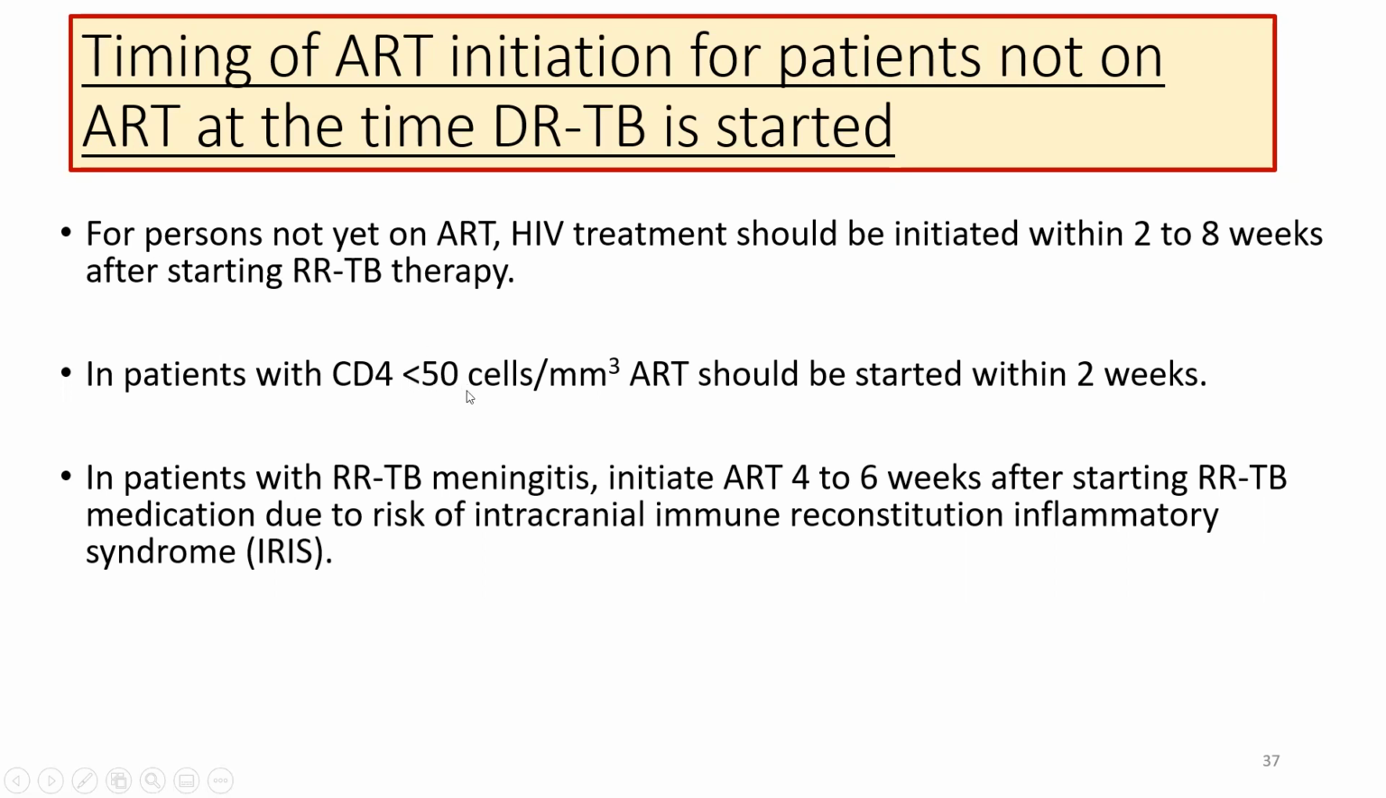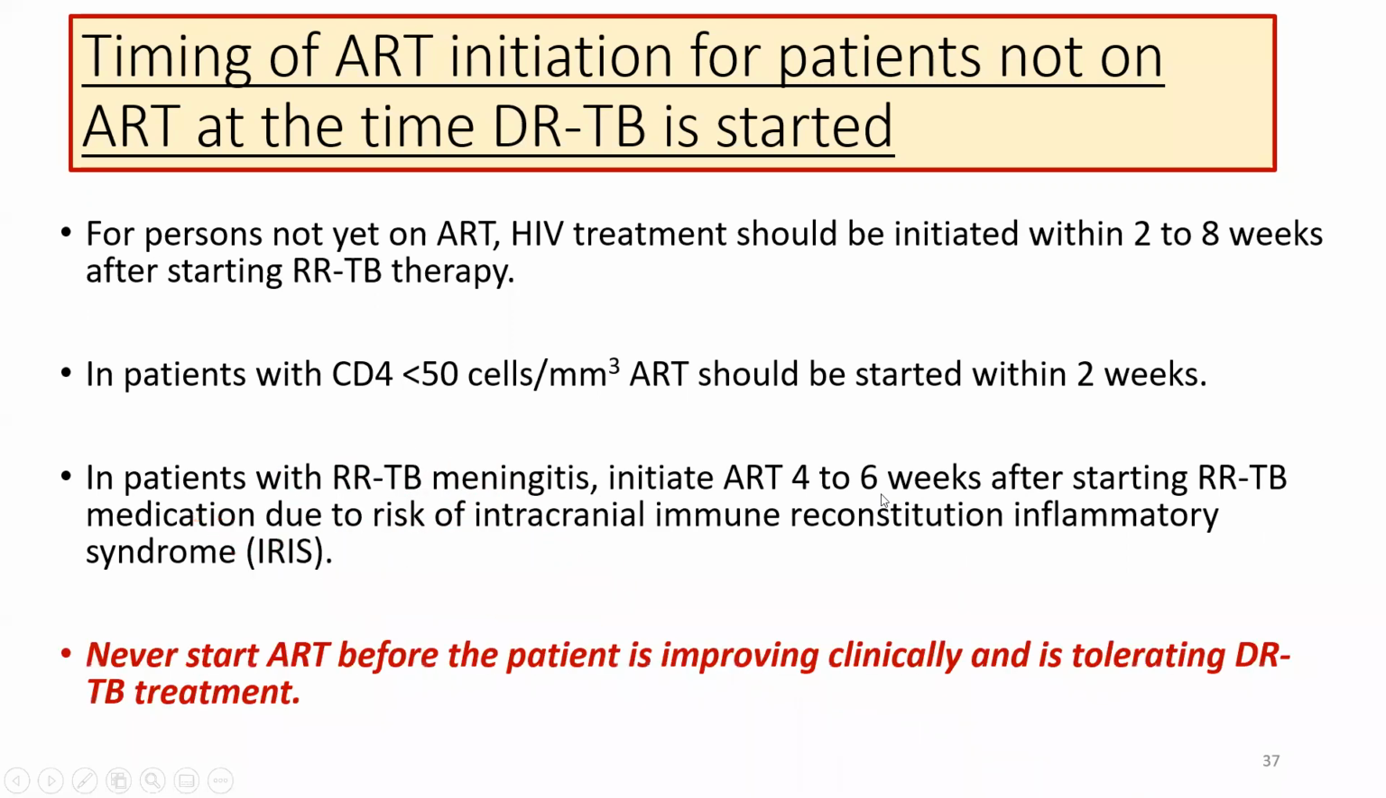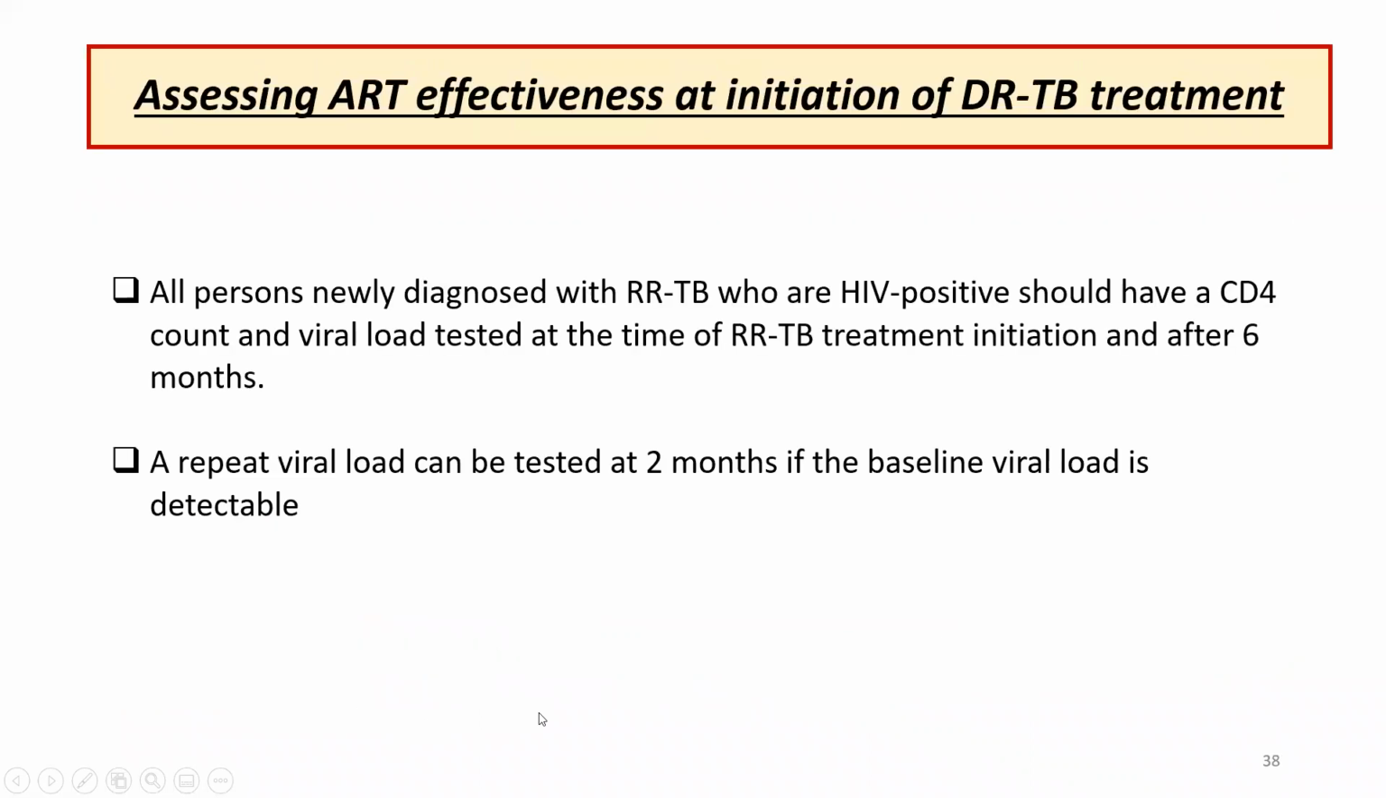Especially in patients who are not yet on ARVs when you diagnose the TB, obviously, you always need to look at the CD4 count of the patient. So in patients with a CD4 count of less than 50 cells, you should start your ARVs earlier, within 2 weeks of starting your DRTB treatment. But you also have to look at it in terms of RRTB meningitis. If there is an infection of the meninges, ART has to be delayed for 4 to 6 weeks after starting RRTB treatment because of IRIS in the brain. They might have increased intracranial pressure and a contusion. So you need to delay for a period of 4 to 6 weeks. Never start ART before the patient is improving clinically and is tolerating TB treatment, without any major side effects.